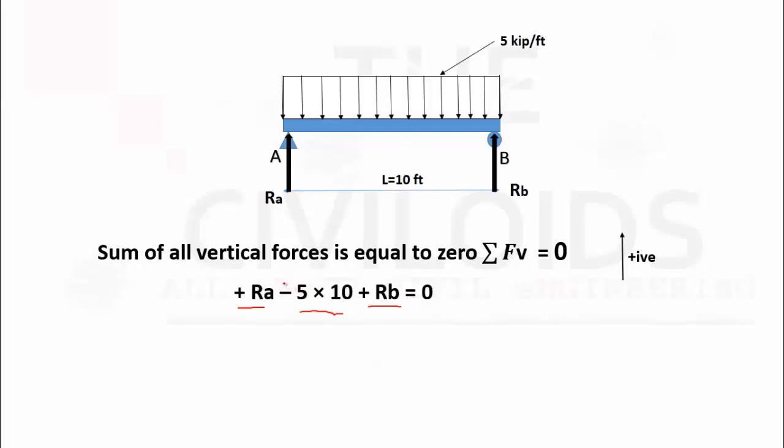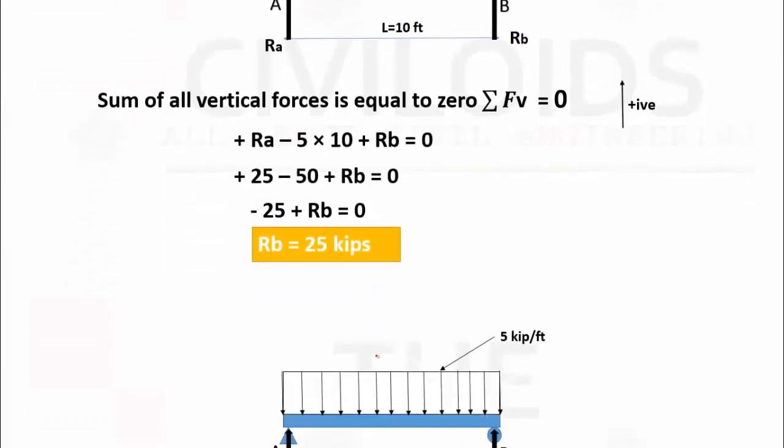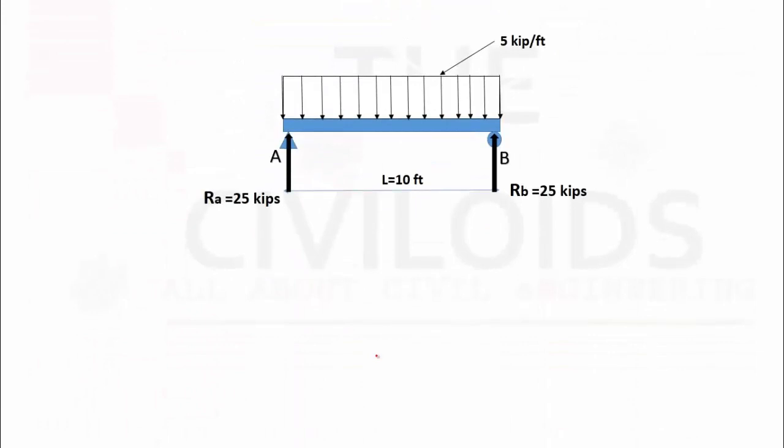We have already determined the value of RA, so we will put 25 in the place of RA, minus 50 plus RB equal to 0. By simplifying this equation, minus 25 plus RB is equal to 0. Now shifting this 25 to the other side of the equation, we will get RB equal to 25 kips. So we have solved the beam and found both the reactions of the beam, that are RA is equal to 25 kips and RB is equal to 25 kips. Here both reactions are same because the beam is symmetrical.